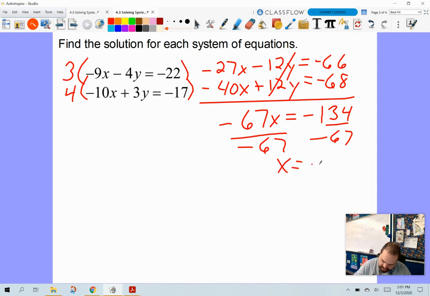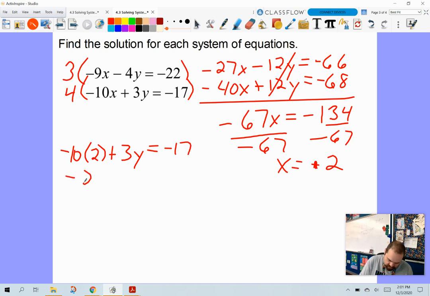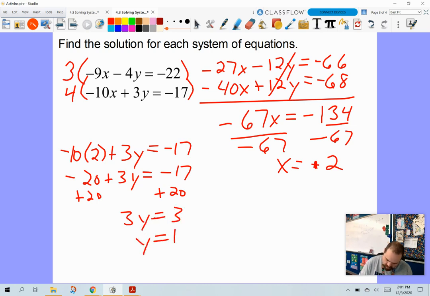X is positive 2. Okay, again, take that value, plug it back into either one of the original equations. They're both about as ugly as each other, so I'm going to go to the bottom one. Plug it in for X. So that's negative 20 plus 3y plus negative 17. Add 20. 3y is 3. So your solution to this guy is 2, 1.